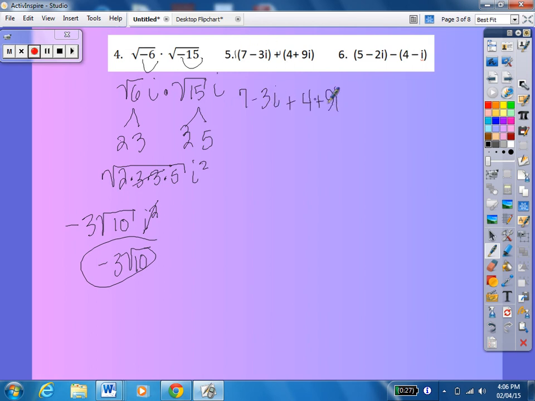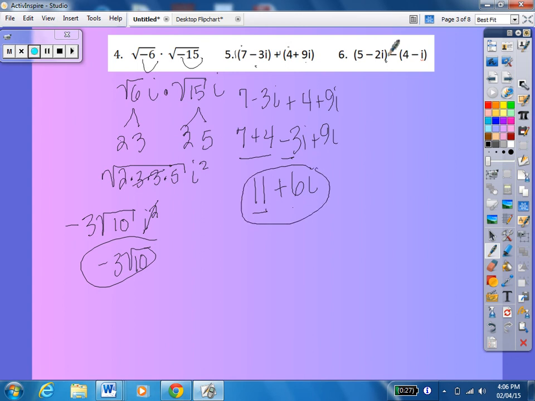And then you're going to regroup your like numbers, putting your real numbers first and your imaginary numbers second. So 7 plus 4 minus 3i plus 9i. And then combining your like terms, you get 11. Then you're going to combine the front numbers. Negative 3 plus 9 is positive 6i. And you're finished. You're just adding the like. So 7 plus 4, 11. Negative 3 plus 9, 6i. And there you have that one.